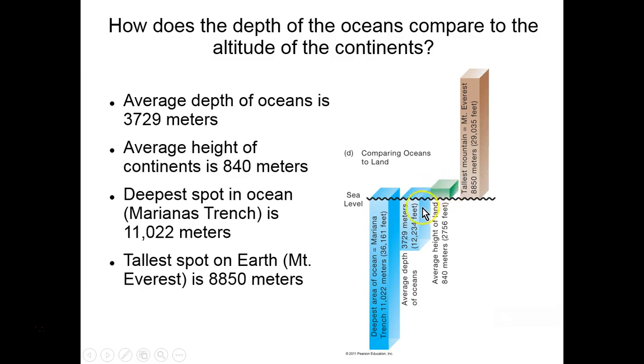Okay, so just from looking at that, we can see that the oceans are generally deeper than the continents are tall. The deepest spot in the ocean in the Marianas Trench is about 11,022 meters. So compare that to the tallest spot on Earth, which is Mount Everest, at 8,850 meters. And we still see that the deepest part of the ocean is still deeper than the tallest mountain on land.